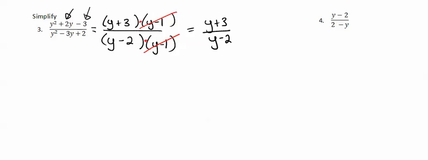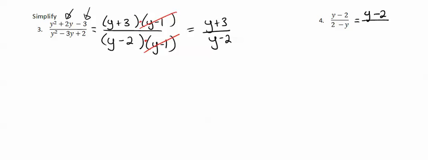If we look at example number 4, y minus 2 over 2 minus y, you might say to yourself, well, they're not exactly the same, so they can't cancel. Or you might recognize that they look very similar. Here's y, and there's y. There's 2, and there's 2. But they're opposite signs. This is positive, that's negative, and then the same happens with the 2's. If that happens, usually that can be reduced.